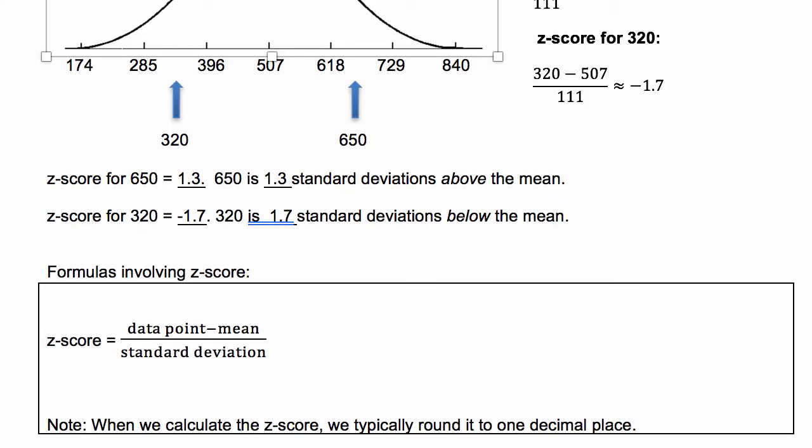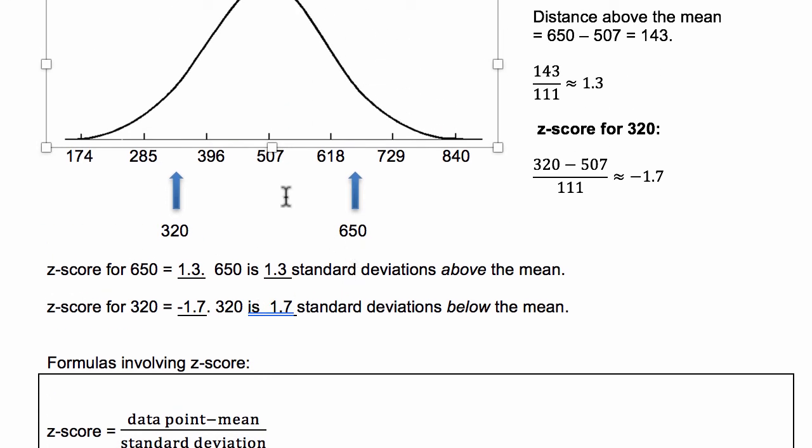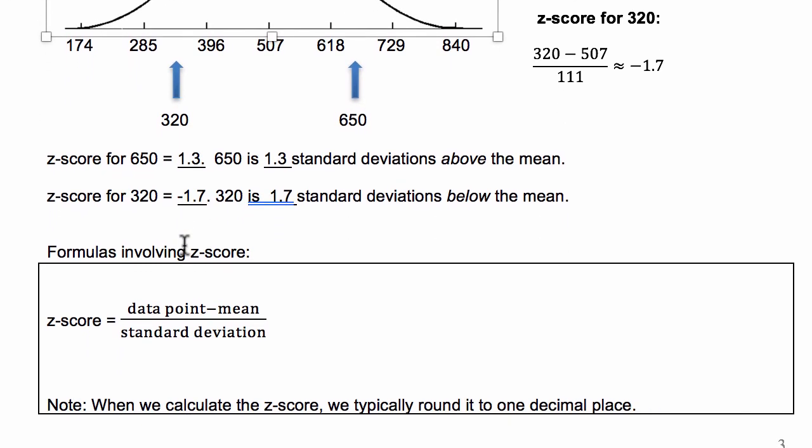We can find the z-score for any data point by subtracting the mean from the data point to find the distance the data point is below or above the mean, and then dividing that distance by the standard deviation. Notice the data point minus the mean will be a positive number when the data point is above the mean, but it will be a negative number when the data point is below the mean. This will ensure that our z-scores have the proper sign. Note also that when we calculate the z-score, we typically round to 1 decimal place.